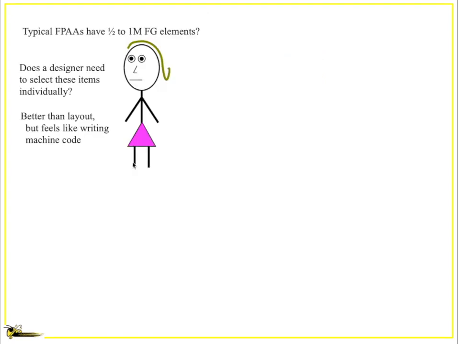So you look at a typical one of these FPAAs and they have like a half to a million floating gate elements. And you think that's really great, but at the same time you think there's a lot of complexity. And you think, well, does a designer need to go through and select these items individually, looking up tables and figuring things out? You might think, well, that feels better than layout, but it feels kind of like writing machine code, which may still be better for analog design and mixed signal design, but it's still a fairly complex thing. So is there anything else?